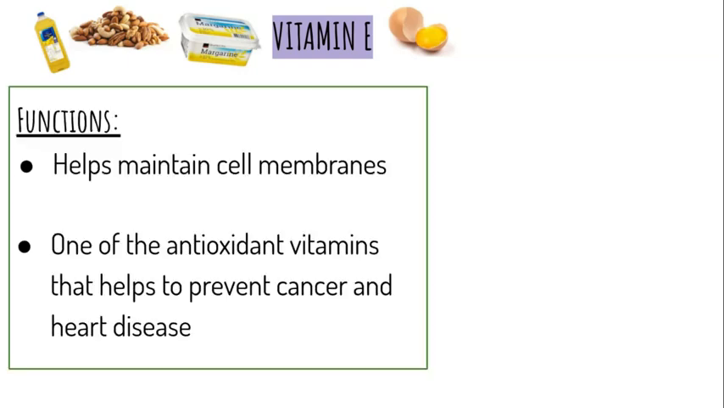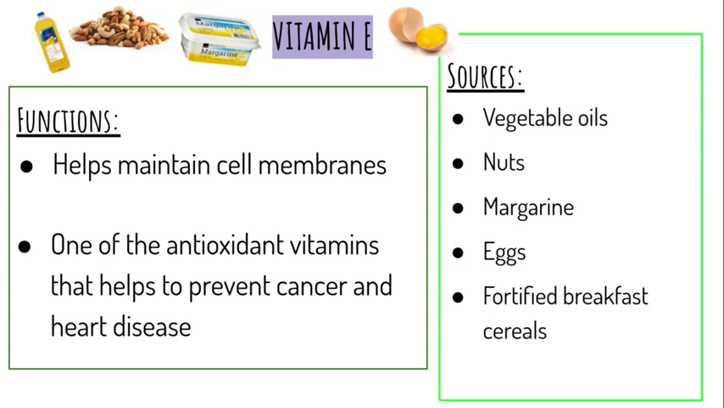Vitamin E. So vitamin E helps to maintain cell membranes, and it's one of the antioxidant vitamins that helps prevent cancer and heart disease. So that's vitamins A, C and E. They're all antioxidant vitamins, and I'll cover them in more detail later on in the course. Our sources of vitamin E are vegetable oils, nuts, margarine, eggs, and again, fortified breakfast cereals.